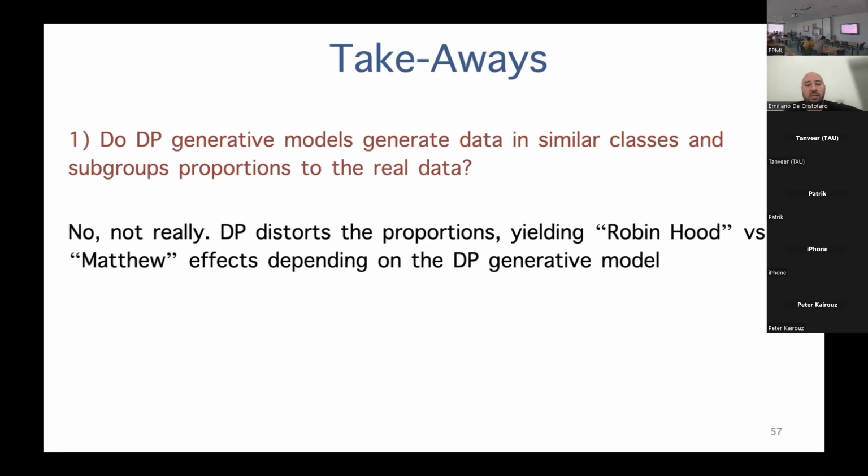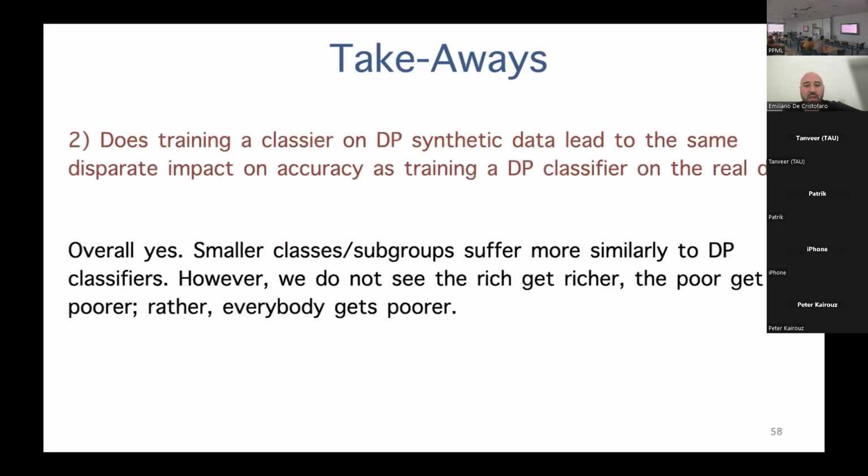Okay, so the differential privacy distorts the proportion, sort of yielding a Robin Hood or Matthew effect. So Robin Hood, like, you know, the rich get poorer, Matthew, everybody gets poorer effect. I think what is actually the most interesting result for me is that training a classifier.